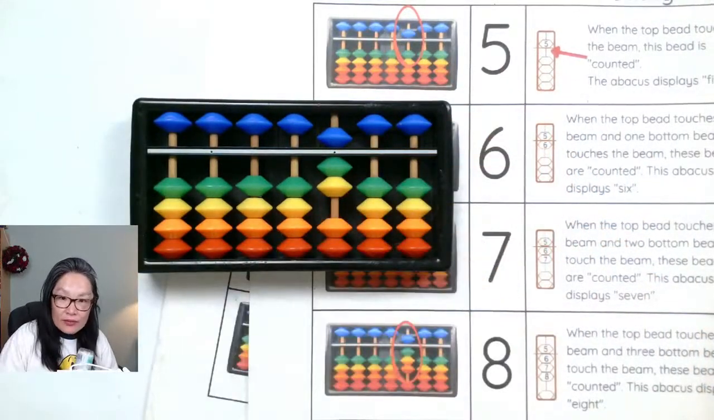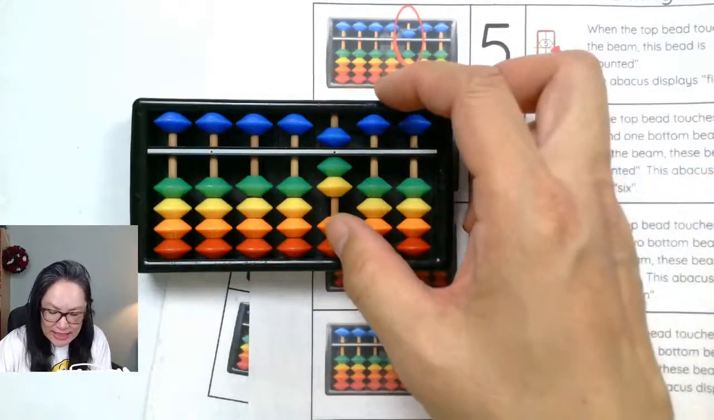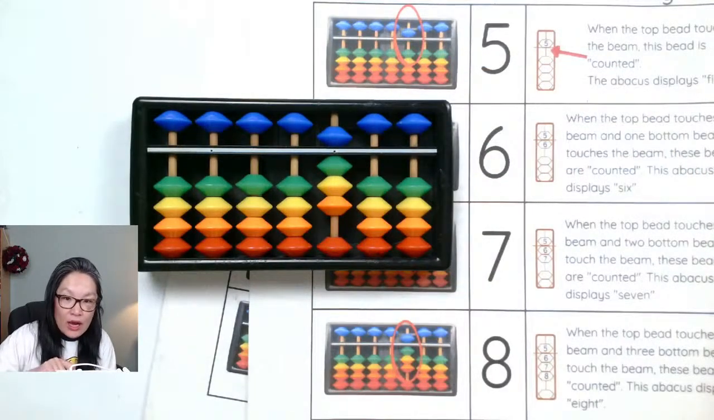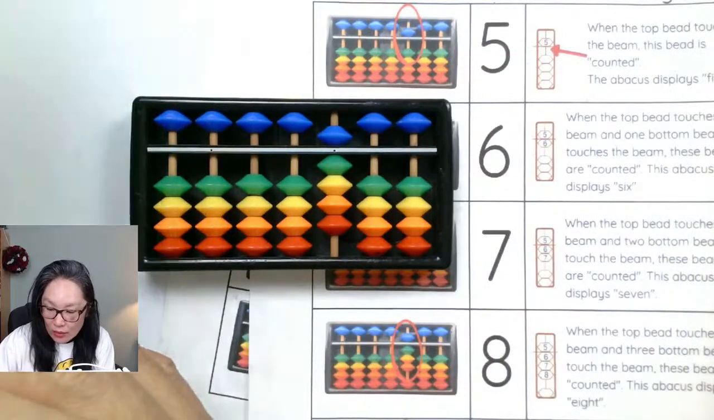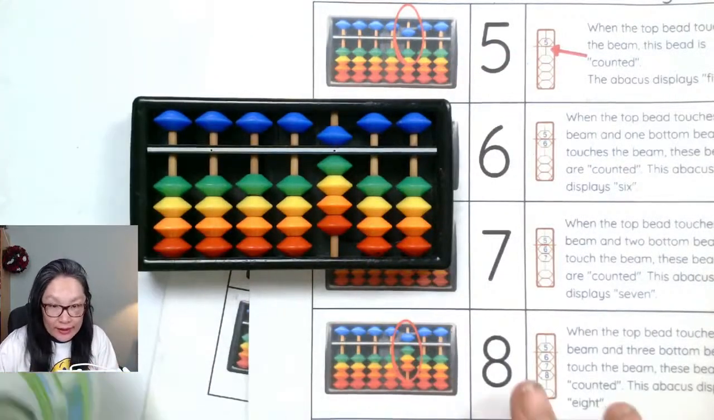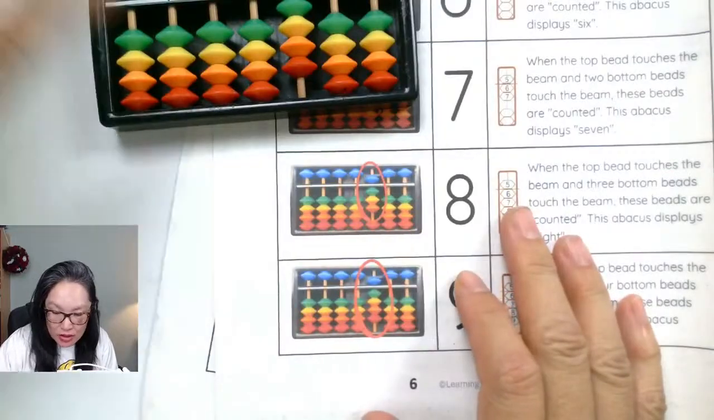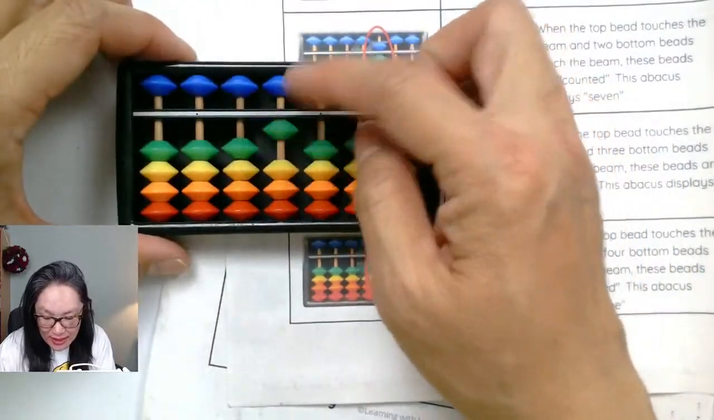So we have 7. Because we have 7, we can easily count. And then we add 1. Now we have 8. We have one more. Now we have 9. Well, wait a minute. What happens after 9? After 9 is 10. And then what's 10? 10 looks like that.